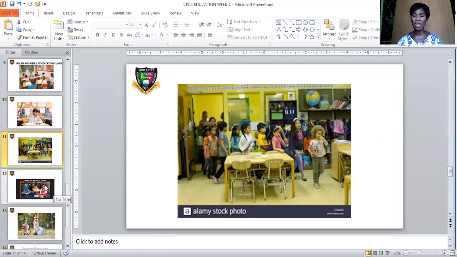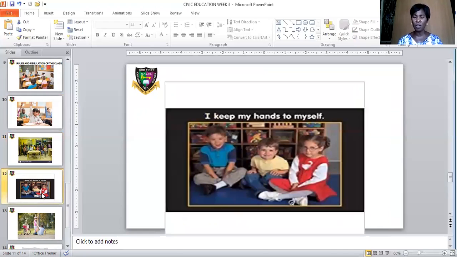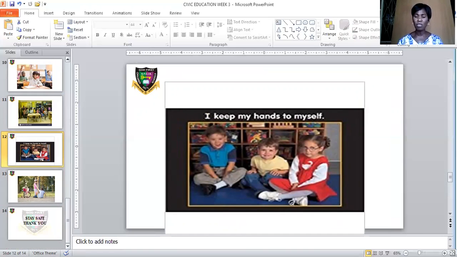When you want to go to the toilet, instead of pushing each other or rushing, you do it in turns by being on a queue. You queue and go out to the toilet. The next one there is, you sit down when you're on your seat. Sit down quietly. Don't wave your hand anyhow and hit another person. You sit down and keep your hands to yourself.